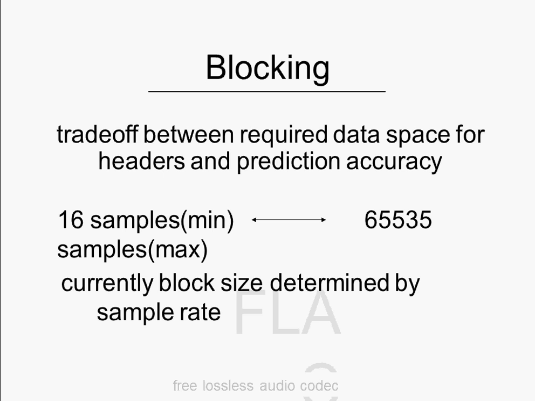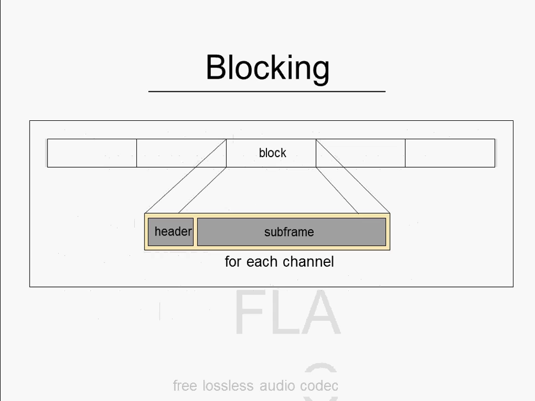Now the size used for blocking the audio data has a direct effect on the compression ratio. In order to simplify encoder-decoder design, FLAC imposes a minimum block size of 16 samples and a maximum block size of 65535 samples. This range covers the optimal size for all the audio data FLAC supports. Now currently the reference encoder uses the fixed block size optimized on the sample rate of the input.